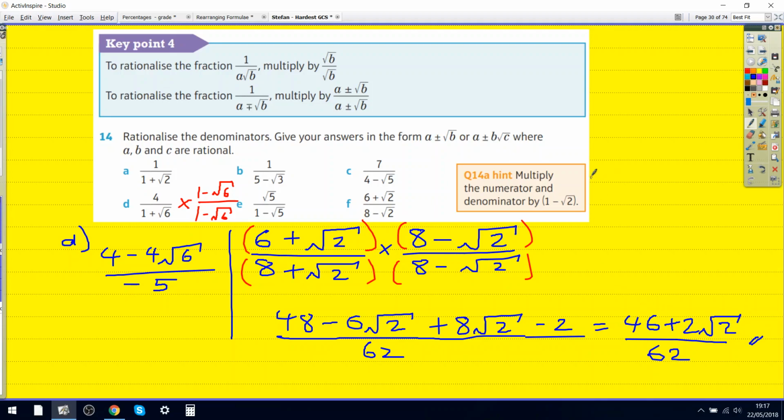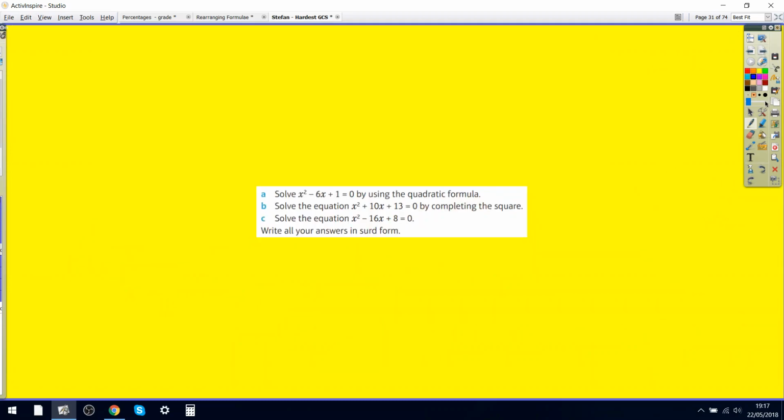Okay. Any questions there? No, that's good. And just a little thing, you can make it simpler. You could half all the numbers here. Okay, so that would be 23 plus just root 2 over 31, plus root 2 over 31. That's it. Just because sometimes they want you to do that.